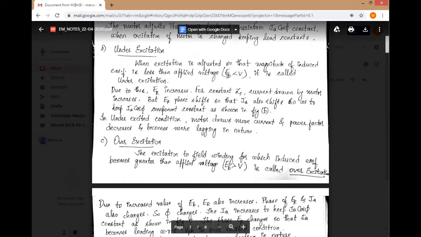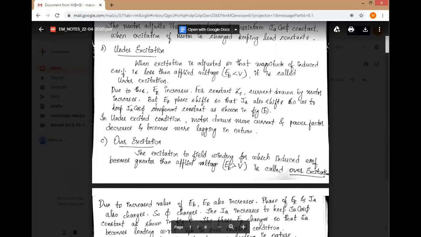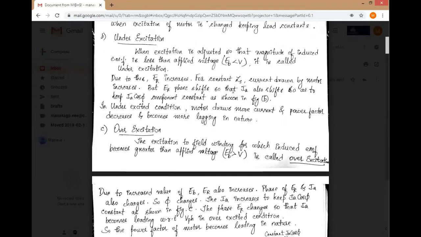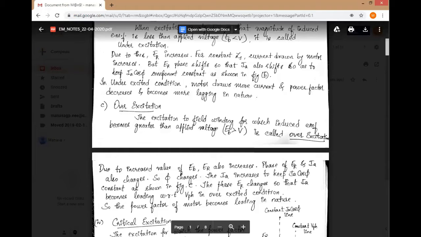Because your Eb is made much lesser than V, the phasor diagram also changes, because of which the resultant ER changes. This ER is nothing but Ia into Zs. Now Zs is constant, so the reaction to the change in ER will be by increasing the draw of current by the motor from the supply, that is Ia increases. So both the magnitude and the angle of this resultant EMF shift, because of which the Ia also shifts in order to keep this component Ia cos phi constant.